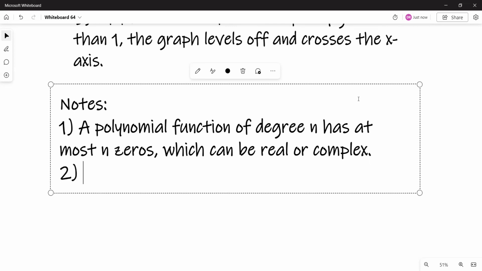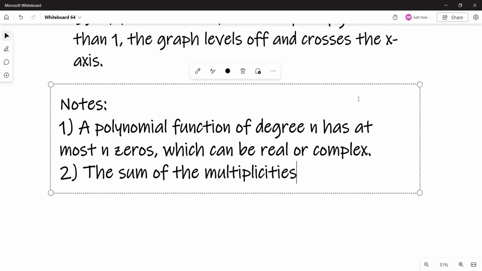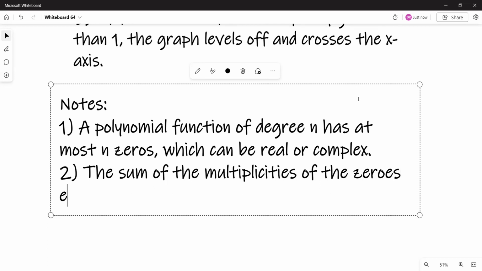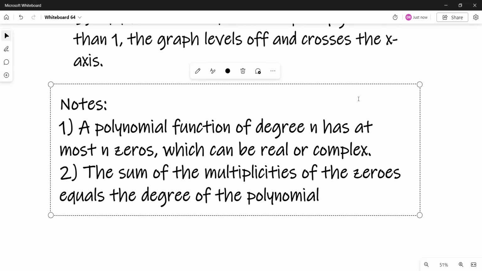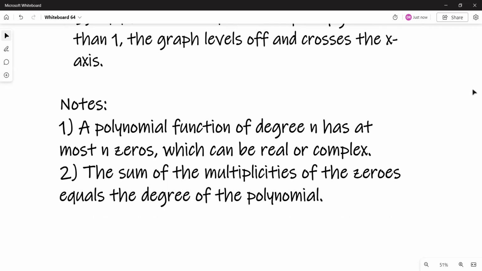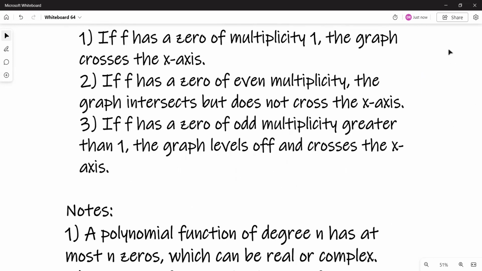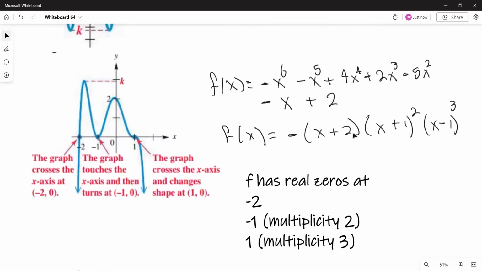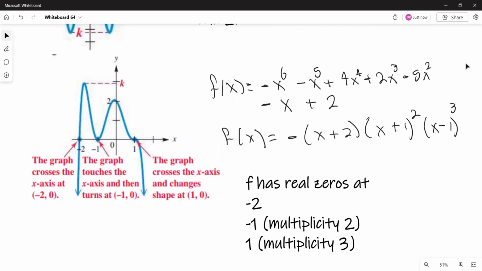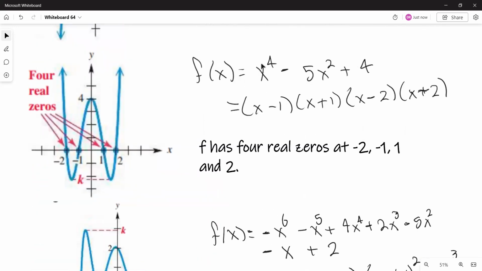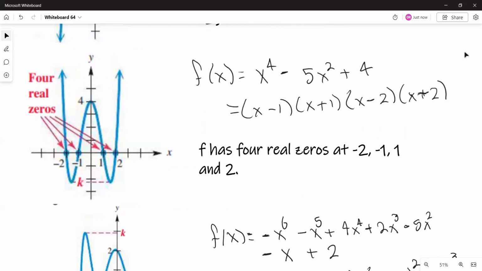And number two, the sum of the multiplicities of the zeros equals the degree of the polynomial. Whether the zero is even or odd, it's going to be the sum. Like some of the examples we did, like this one, that's a polynomial of 6th degree. The multiplicities are 1, 2, and 3. So the sum of the multiplicities is 6. That one is a polynomial of 4th degree. So the sum of the multiplicities is 4.